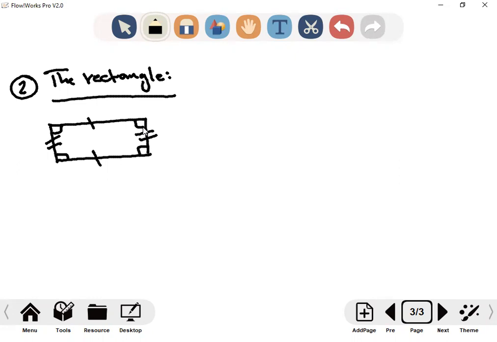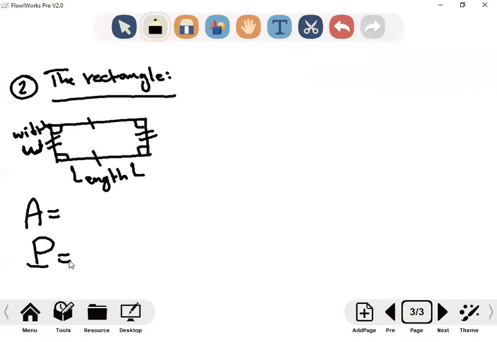And we call its length L. It has 2 dimensions, length L and width W. Length L and width W. And we can find 2 concepts or 2 measures for the rectangle: area and the perimeter, sorry. A means area, P means perimeter.